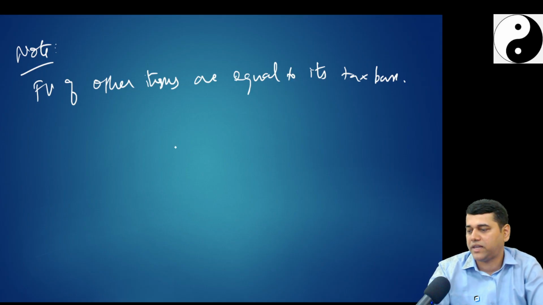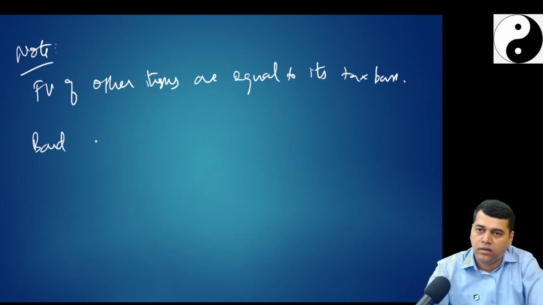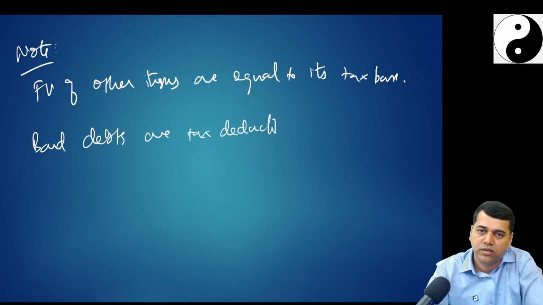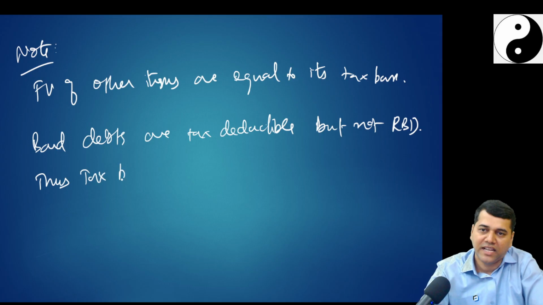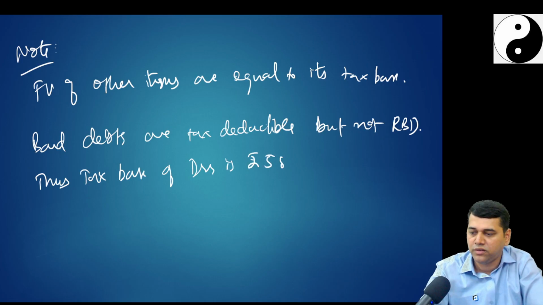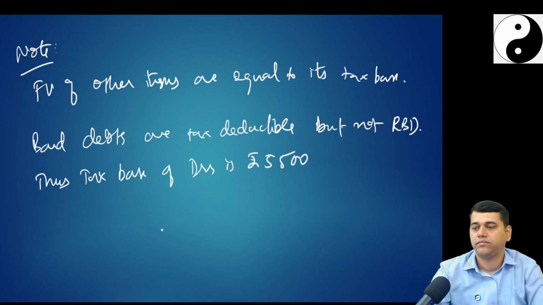That means no deferred tax. Bad debts are tax deductible, but not RBD, reserve for bad debts. Thus, tax base of debtors is rupees 5,500. See, you wrote there, but you need to tell them.